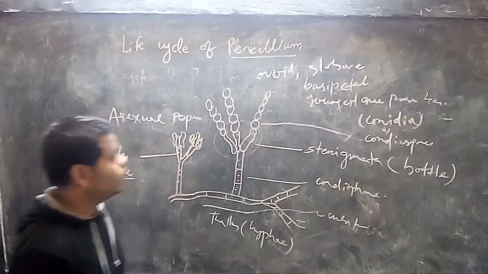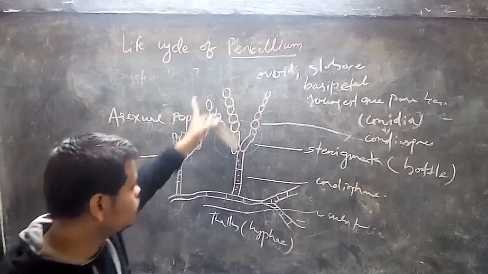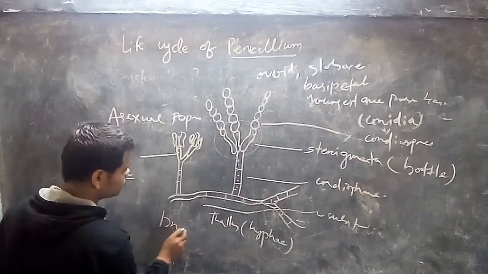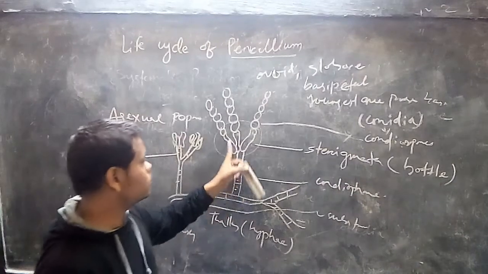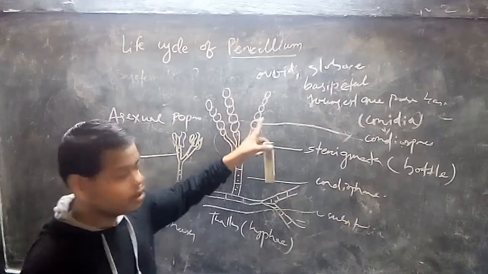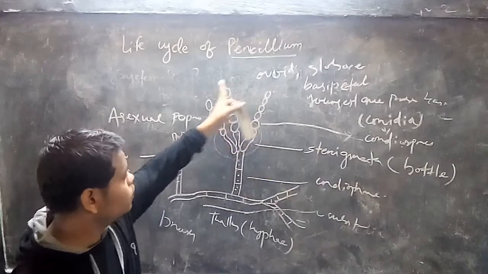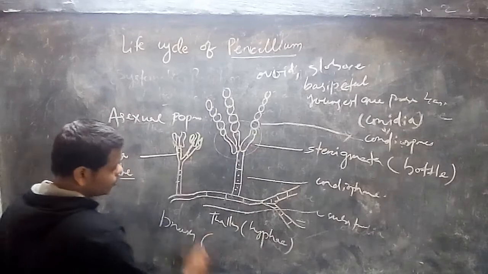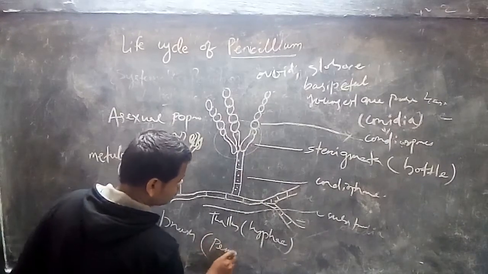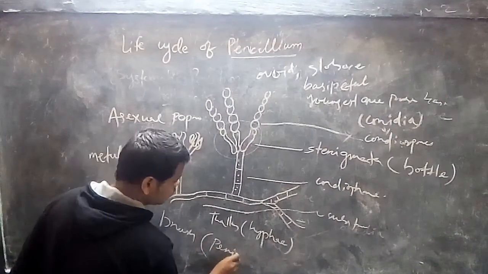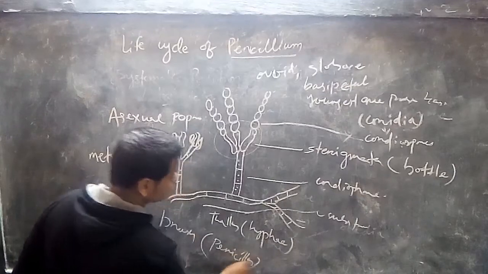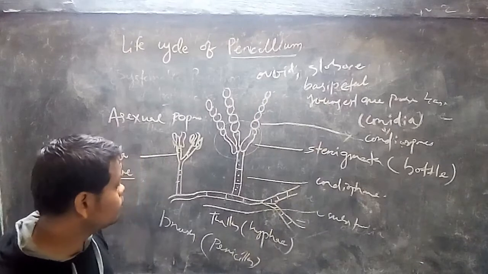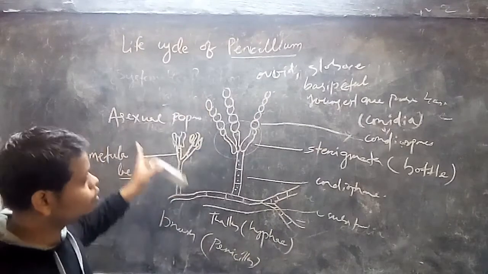Okay. Now if you see, the structure of this conidiophore looks like a brush. B-R-U-S-H. This is the handle of the brush. This is the bristle part of the brush. Okay. So if you see, this looks like the structure of a brush. That's why it is known as Penicillus. Brush is also known scientifically as Penicillus. That's why from this Penicillus the name of the fungus Penicillium is derived. Okay. So this is the structure of the conidiophore.